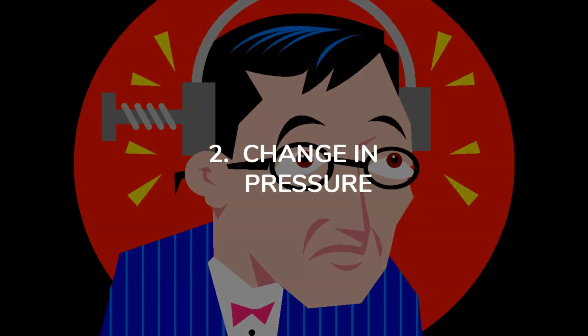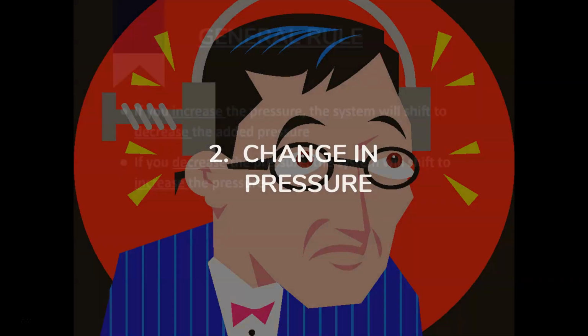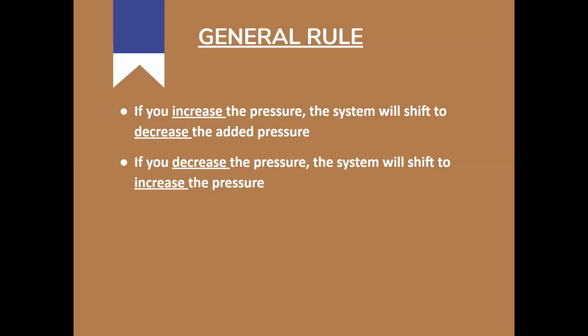The second thing that we're going to talk about that we can do to disrupt equilibrium is change in pressure. So the general rule for this is that if you increase the pressure, the system will shift to decrease that pressure. And if you decrease pressure, the system will shift to increase the pressure.